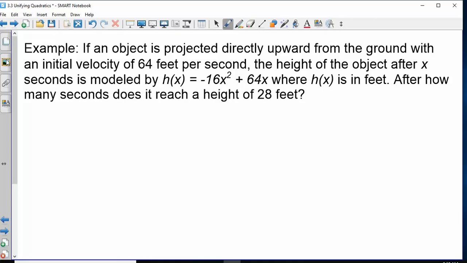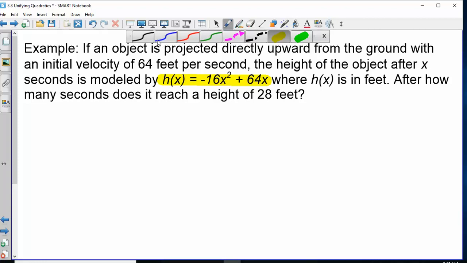If an object is projected directly upward from the ground with an initial velocity of 64 feet per second, the height of the object after x seconds is modeled by this equation, where h is height in feet. After how many seconds does it reach a height of 28? I wanted to put one of these on there. We haven't done them in a while, but we had some of those word problems before.